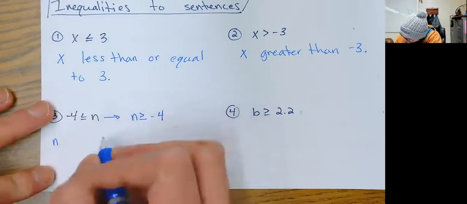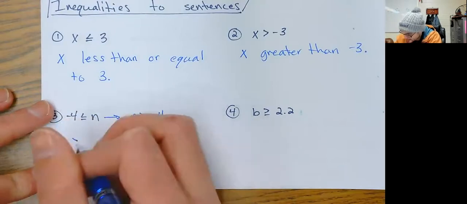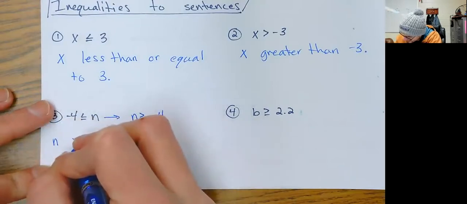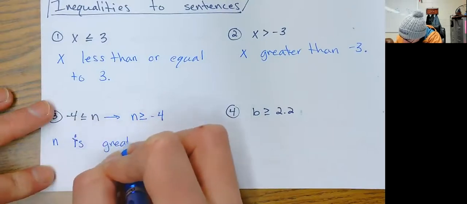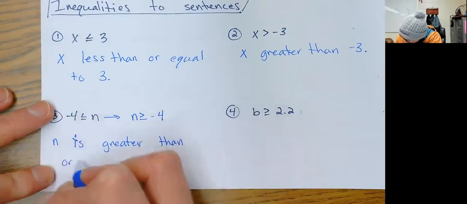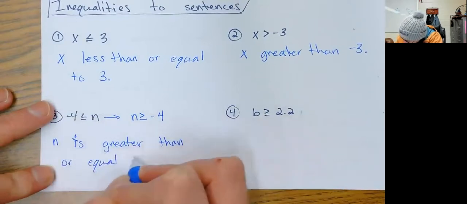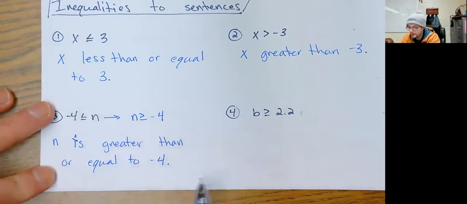So n is greater than or equal to -4, period. All right, don't mind my slash. I was about to just rewrite the inequality. I don't know why.